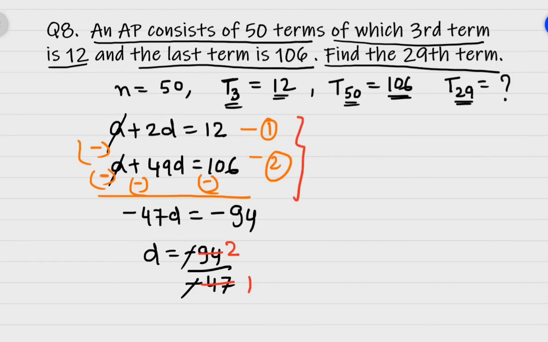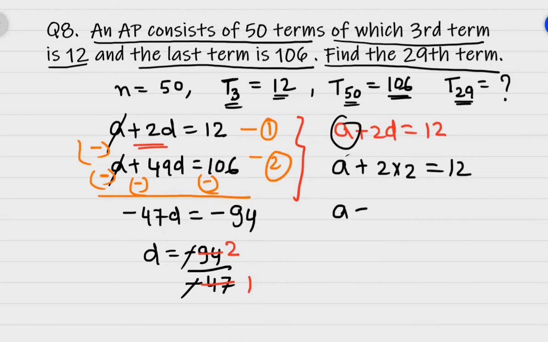When you got d equal to 2, you just put it in this equation, A plus 2d equal to 12. Now the value of A is not known to you, but you know the value of d. So we can simply arrive at the value of A here. Now see, A plus 2 into 2 is equal to 12. So A plus 4 is equal to 12, and A is equal to 12 minus 4, that is equal to 8. So the value of A is equal to 8.